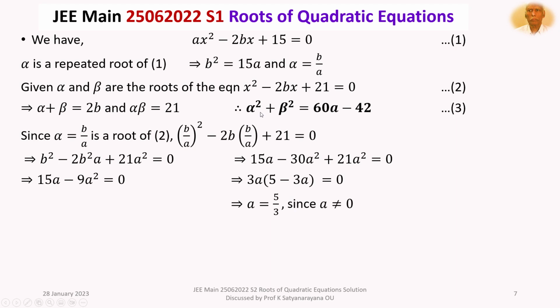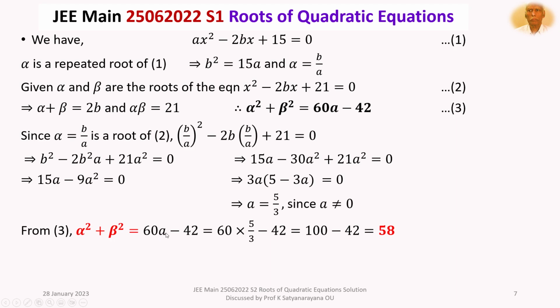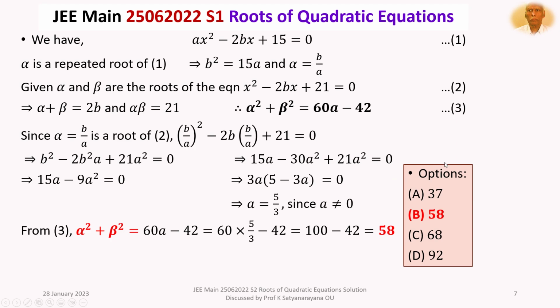So, now alpha square plus beta square is 60a minus 42. The a value we got is 5 by 3. So, substitute in equation 3: alpha square plus beta square is equal to 60a minus 42, that is 60 into 5 by 3 minus 42. 60 into 5 by 3 is 100. 100 minus 42 is 58. So, that is your answer. The value of alpha square plus beta square is 58. That is what you have to find. Let us look at our options. Our answer 58 appears against option B. Therefore, the answer to this question is option B.